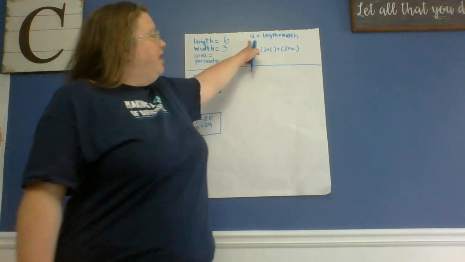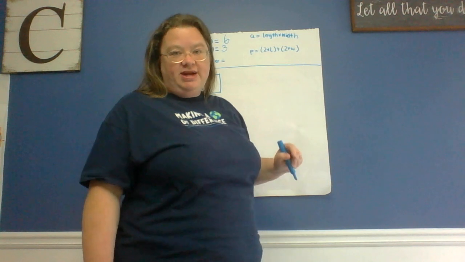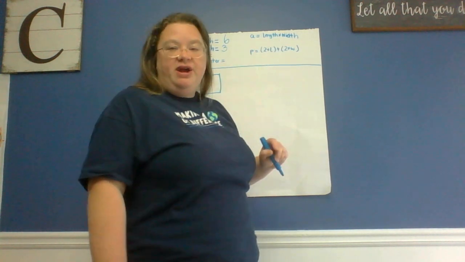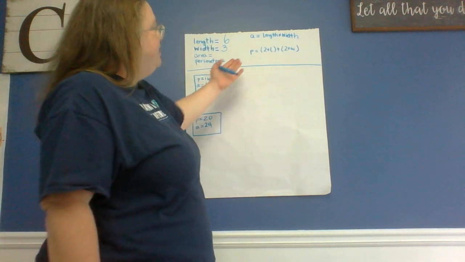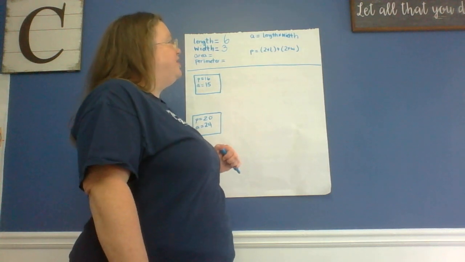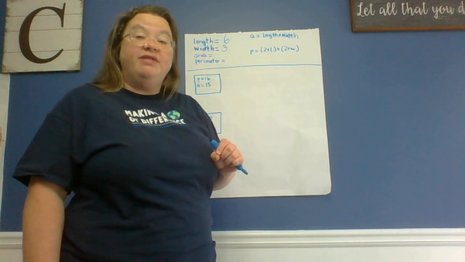So I went ahead and wrote our formulas. You need to memorize these. Hopefully you have the first one for area memorized from 3rd grade, and it shouldn't be too hard to memorize the perimeter one. So area equals length times width.